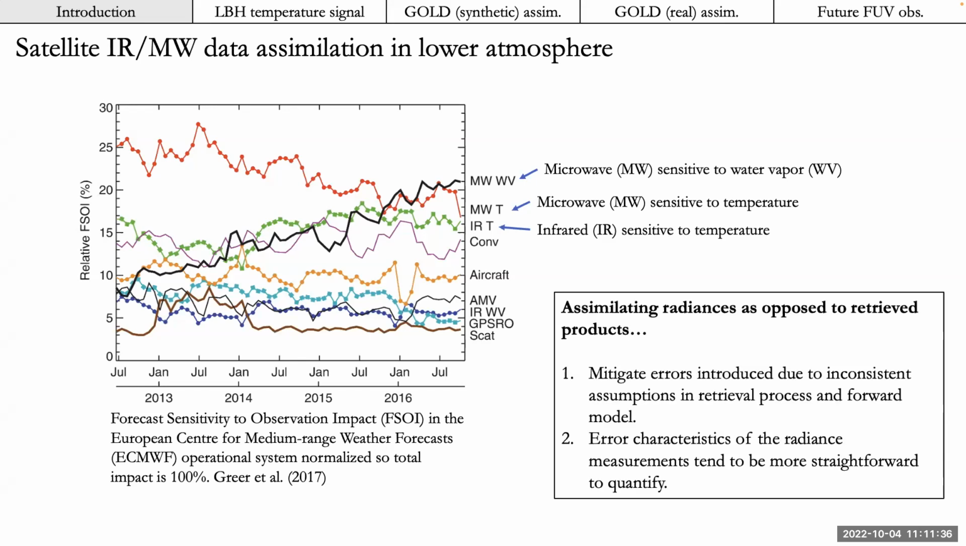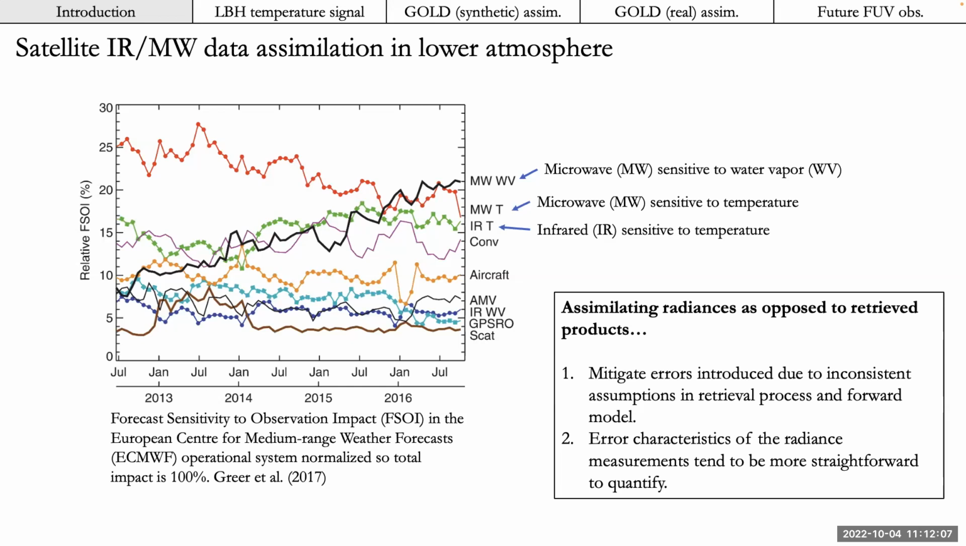Now, most of the time in these operational systems, the raw radiances are actually what is assimilated, as opposed to a retrieved product from the radiances. There are 2 primary reasons for this. The first is to mitigate errors introduced due to inconsistent assumptions in the retrieval process and forward models. A lot of times those are the radiative transfer models. And the second is to make quantification of the error characteristics more straightforward.